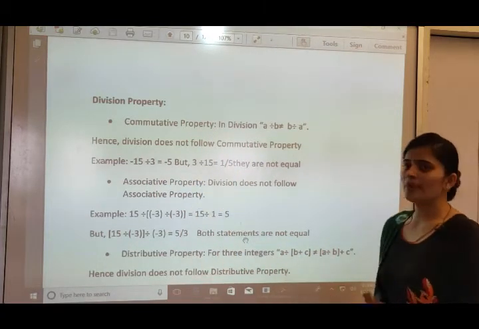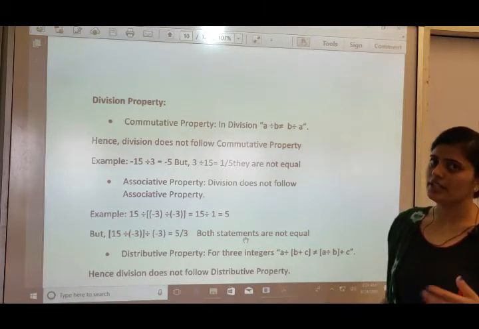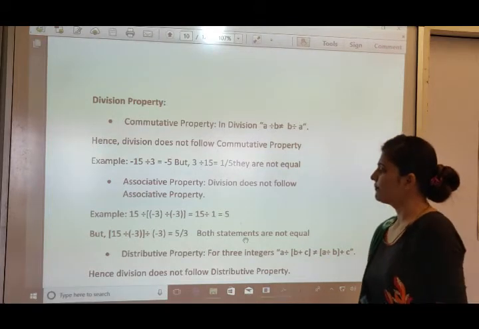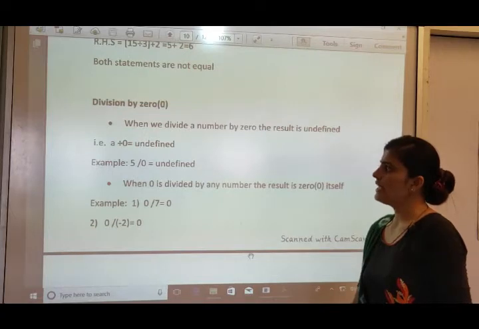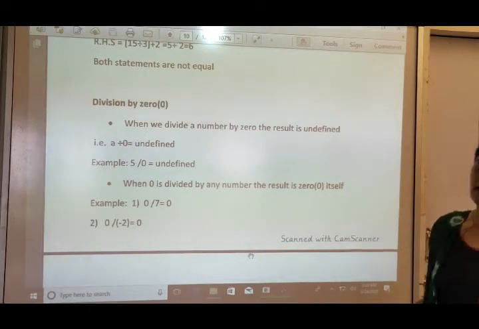Again, the associative property is also not followed and the distributive property is also not followed by division. Division does not follow any property. Now another thing is division by 0. What will be the answer if we divide anything by 0?